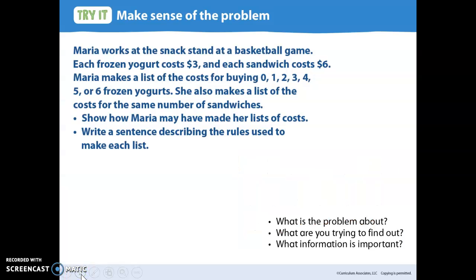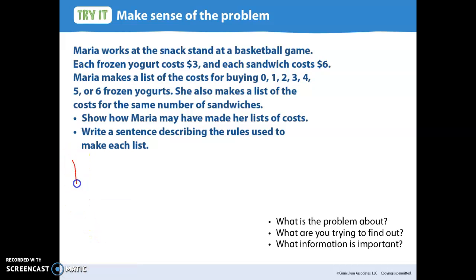So for the first question, Maria works at the snack stand at a basketball game. Each frozen yogurt costs $3, and each sandwich costs $6. Maria makes a list of the costs for buying 0, 1, 2, 3, 4, 5, or 6 frozen yogurts, and she also makes a list for the cost of the same number of sandwiches. So when we're talking about a list, we're talking about being able to draw out a chart listing those out.